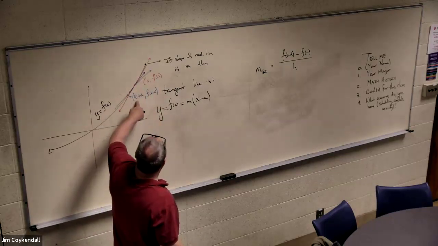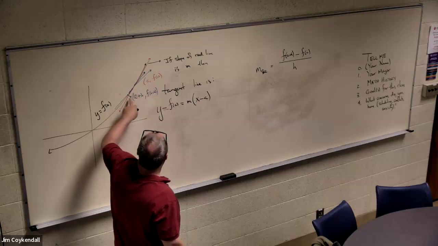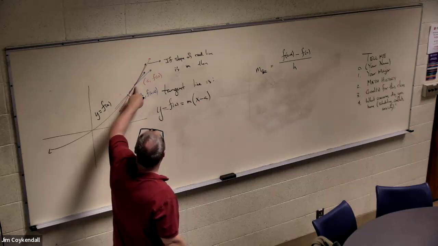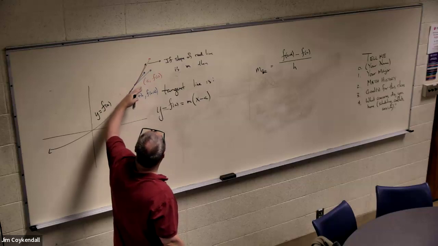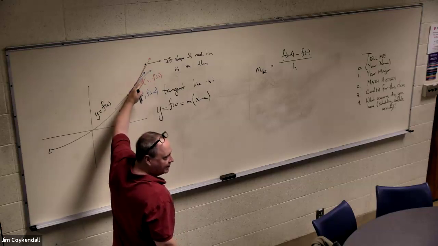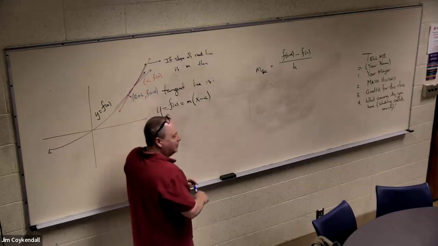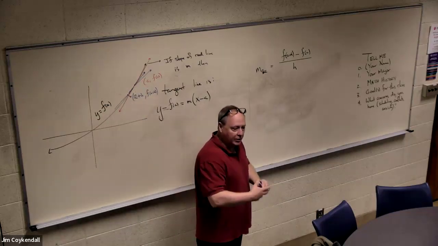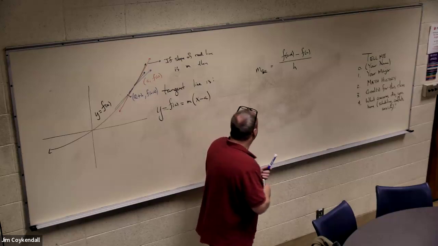And does it make sense to you all that as you get closer and closer, this point and the red point, it looks like the slope is getting closer to what the red line slope is, right? And so this is the genesis of this whole idea behind the limit.